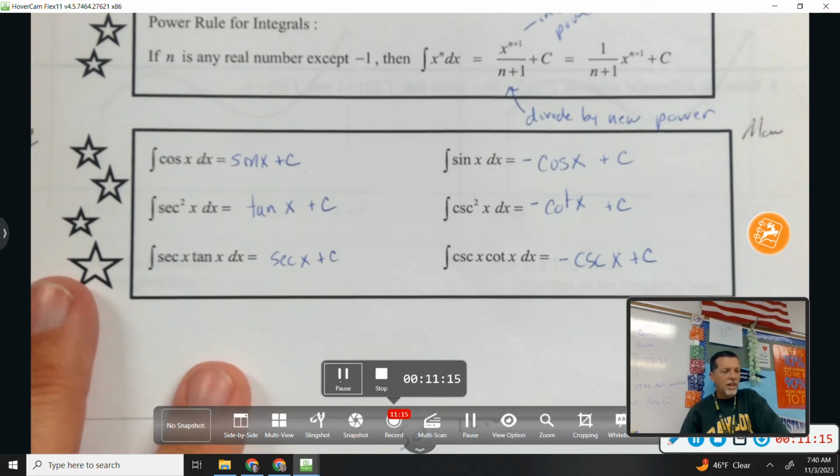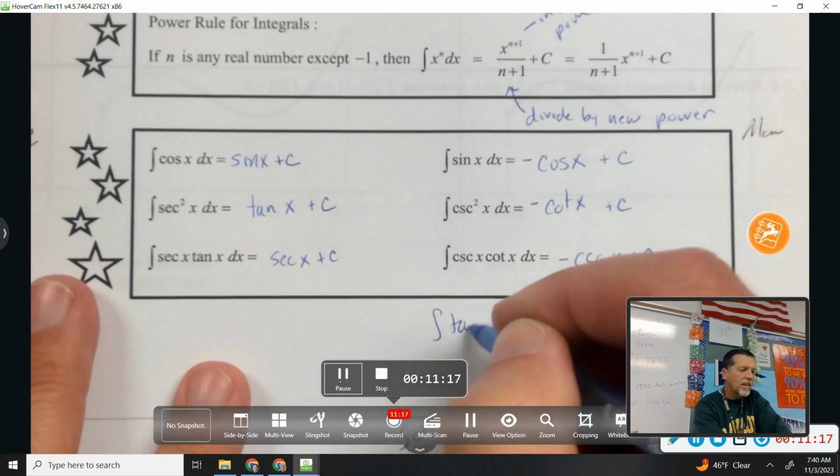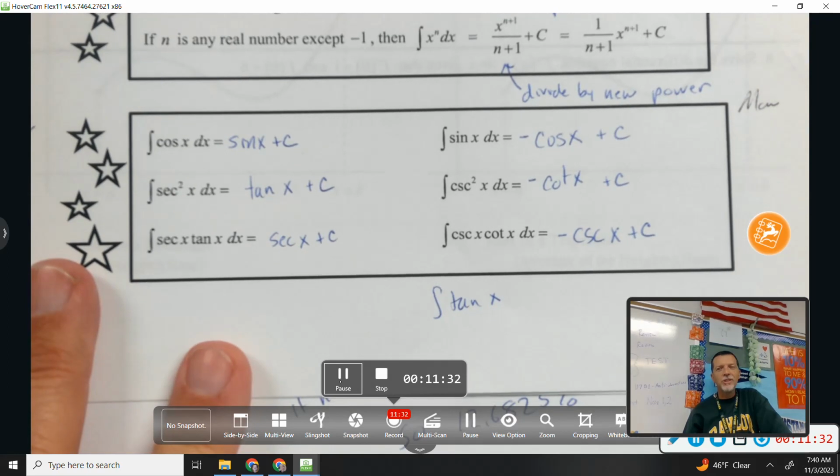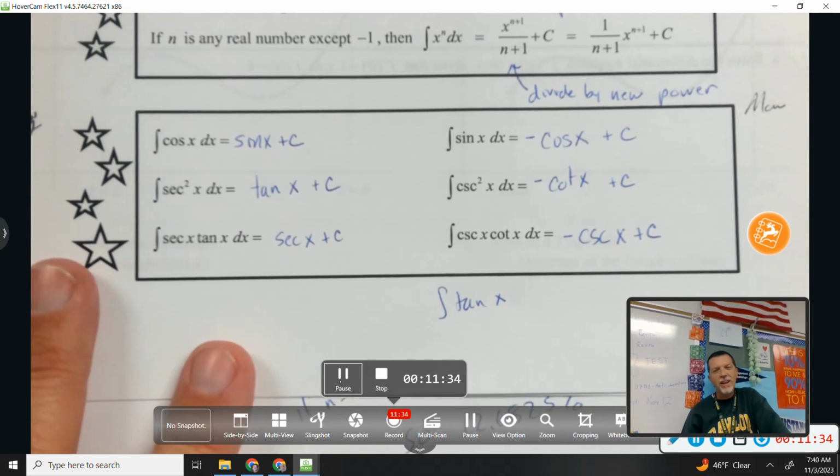The antiderivative of tangent, we don't know how to do that yet. I mean, I know the answer, but we haven't got there yet. So will I know later? Yes, you will know later. And that's one where you'll either memorize it or there's a way to figure it out.